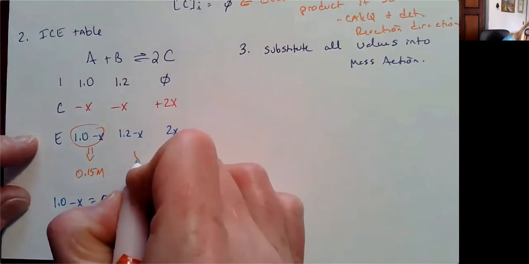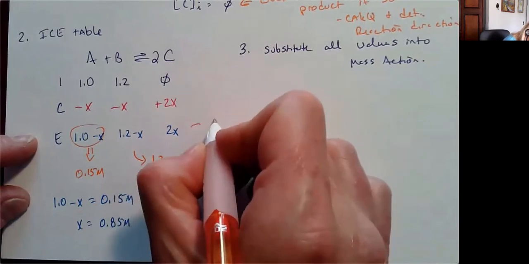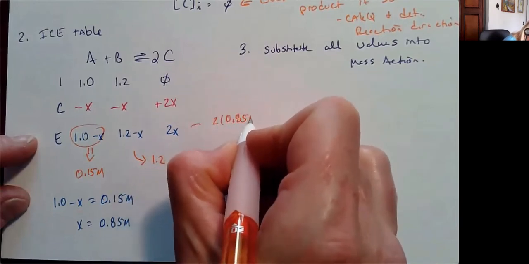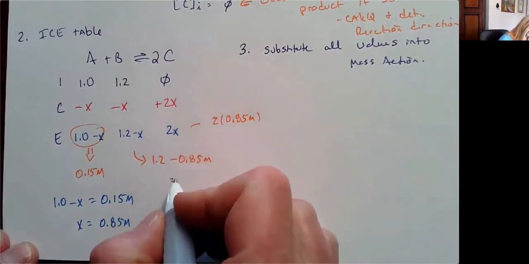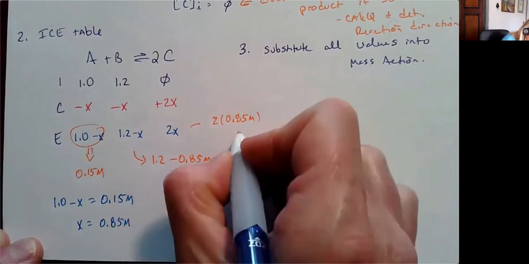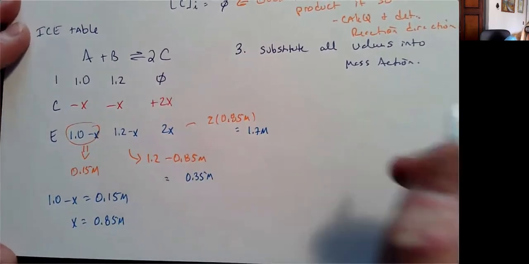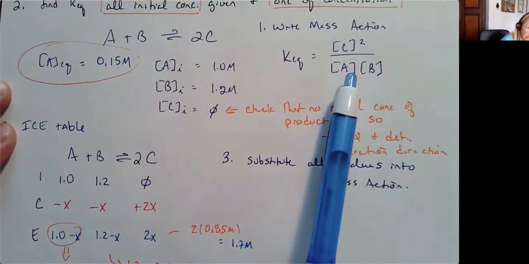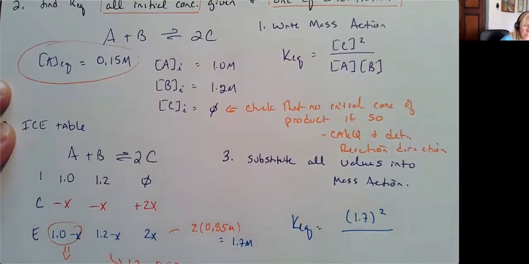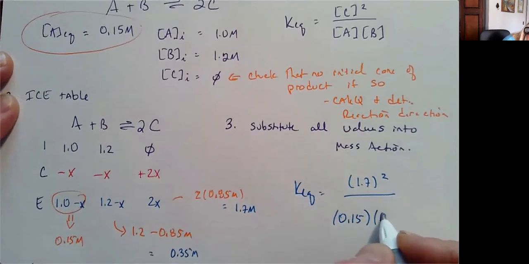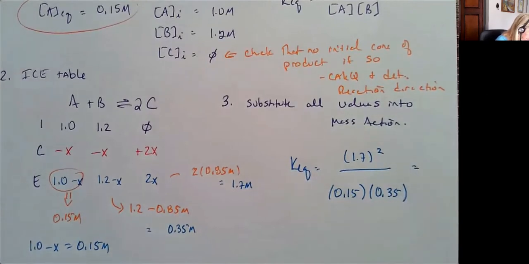So this would be 1.2 minus 0.85 molar, and this would be just 2 times 0.85 molar. And these are going to give me my equilibrium values. So this becomes 0.35 molar, and this becomes 1.7 molar. So now I'm going to plug those values back into here. So KEQ equals 1.7 squared over 0.15 times 0.35. And then that's going to give me a KEQ value of 39.